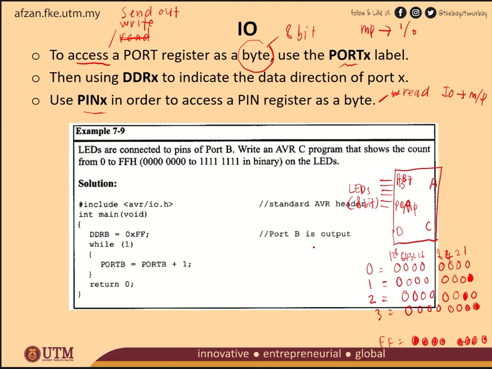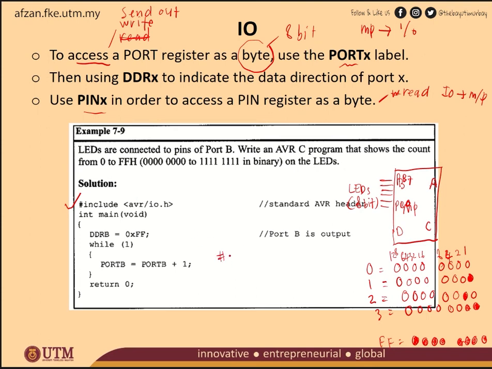Alright, so how to write the C program? Firstly, what are you going to do? As I mentioned earlier, you need to include avr/io.h. This is a standard AVR header. And then you start with int main(void), open curly bracket and close curly bracket. Next, what are you going to write down in your int main(void)?